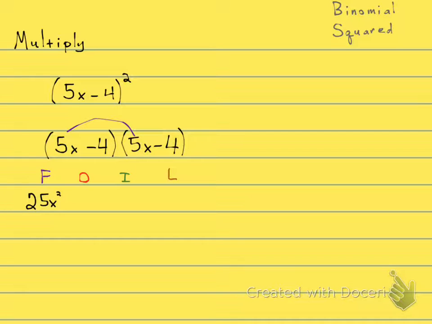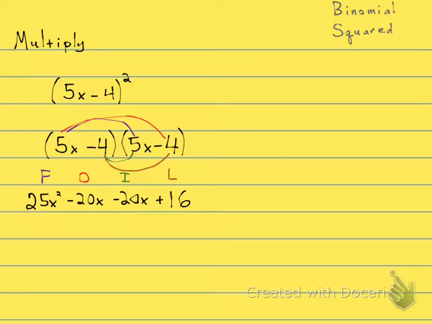And then we have the outer two, a 5x times a negative 4, and that's a negative 20x. And then the inner two, negative 4 times 5x is another negative 20x. And then the last two, negative 4 times negative 4. Negative times a negative is a positive. 4 times 4 is 16.